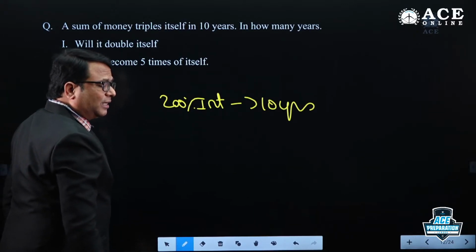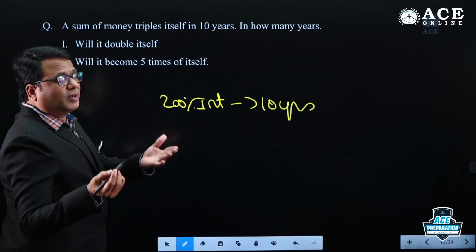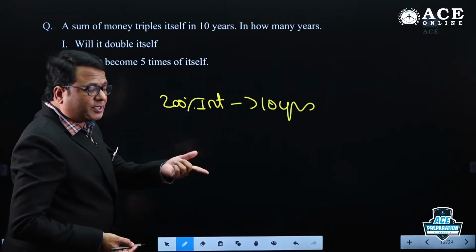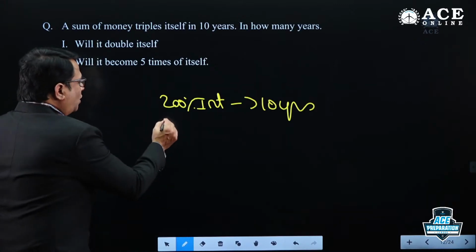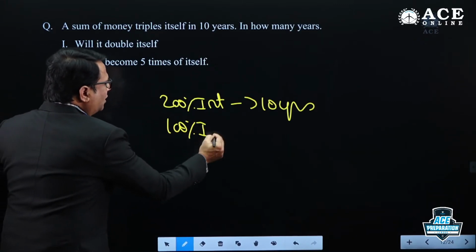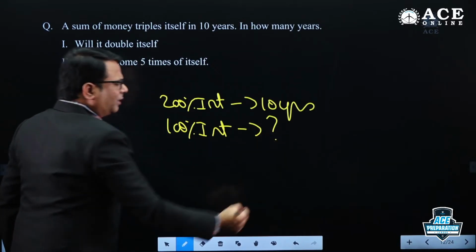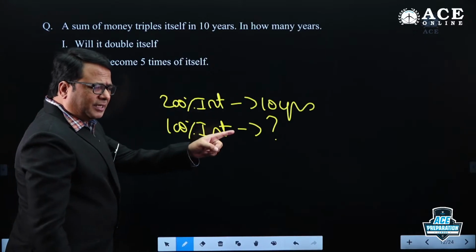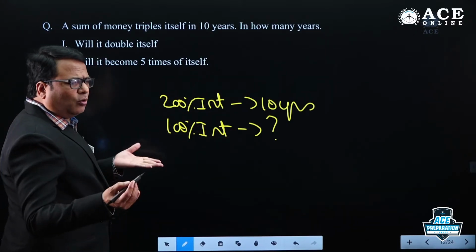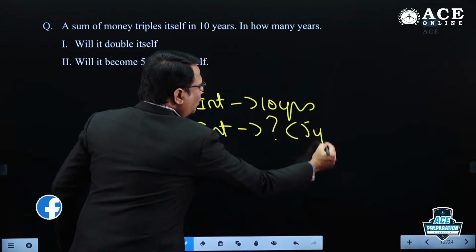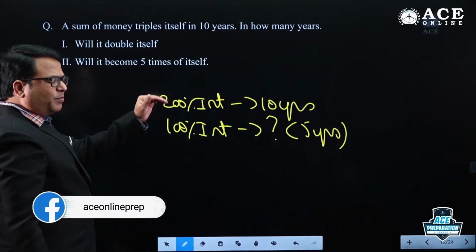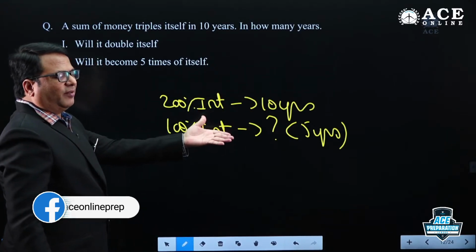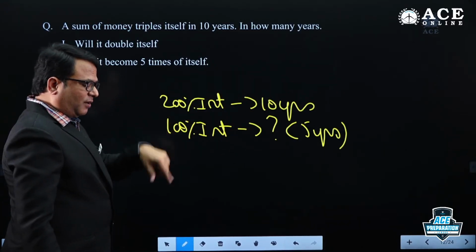200% interest I get in 10 years. Then in how many years will it become double of itself? That is the question. When the sum becomes double of itself, interest is 100%. So 100% interest I get in how many years? 200% interest I take 10 years, so 100% interest I take how many years? Anyone can make out that it is 5 years. The left hand side is becoming half, so the right hand side should also become half. So it would be 5 years. This is the answer for the first part of the question.